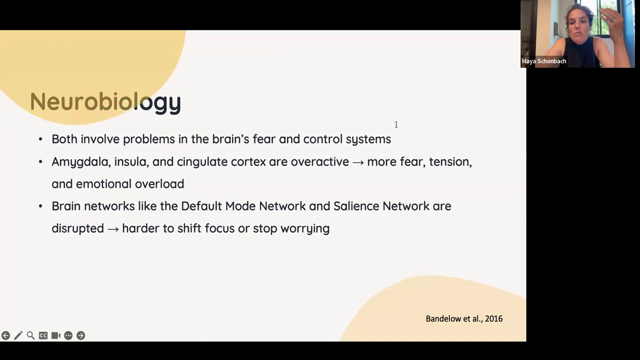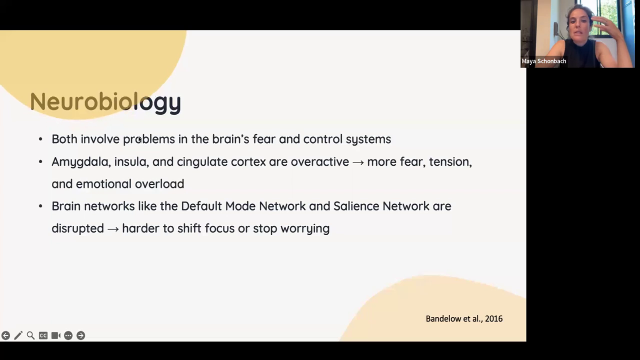Studies consistently show that regions like the amygdala, the insula, the anterior cingulate cortex, the ACC that we already talked about, are often overactive in OCD, but also in anxiety. And these are areas that are responsible for detecting threat, for monitoring internal tension, for triggering emotional arousal. So if these areas are in overdrive, you feel more fear, more tension, more emotional overload.